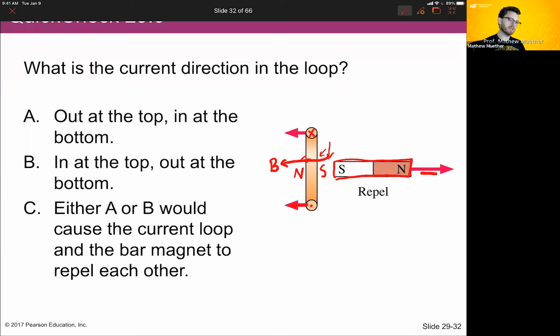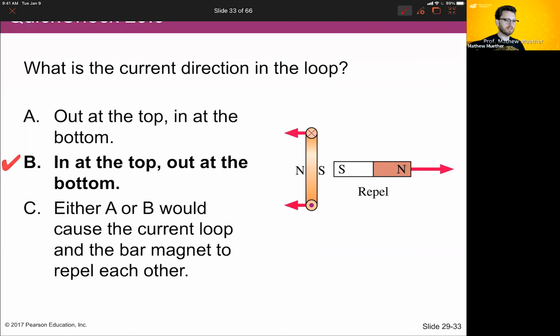Another way we could do this, the right-hand rule also works for loops. If you wrap your fingers around the direction that the current is curling, your thumb will point in the direction of the resulting magnetic field. So in this example, the current flows in at the top and out at the bottom.